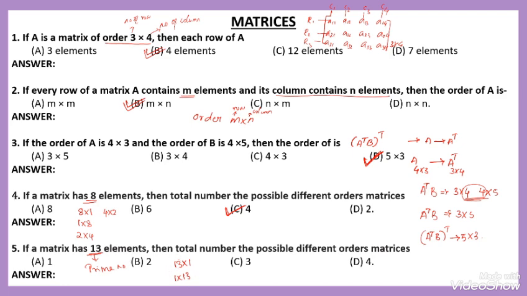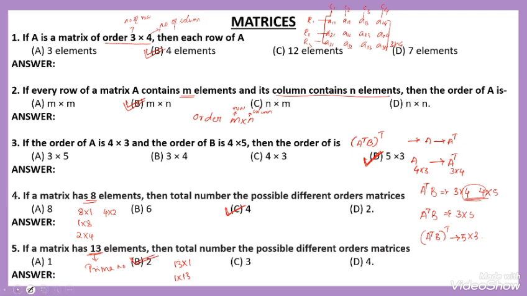If the given number of elements is a prime number, then only 2 orders will be present. Here, 13 rows, 1 column or 1 row, 13 columns. The option number B, 2, is present.